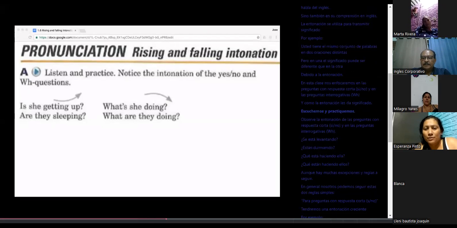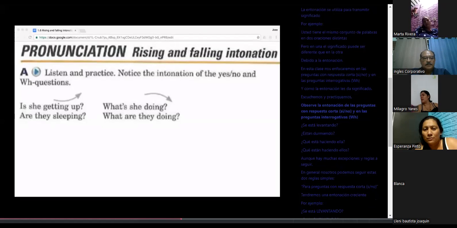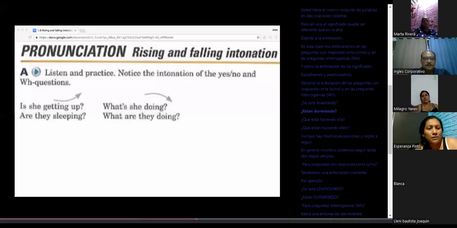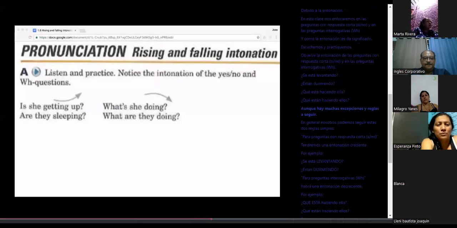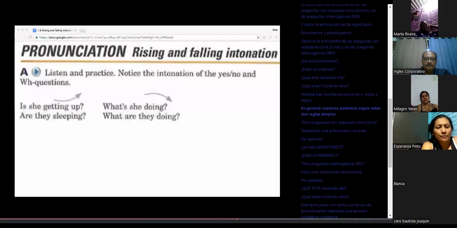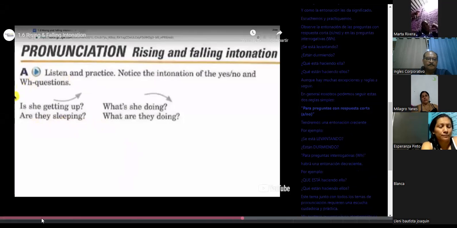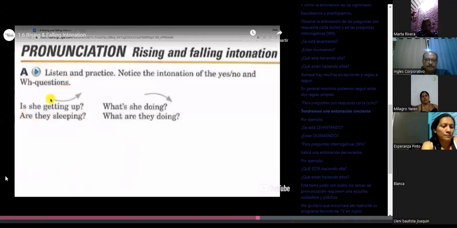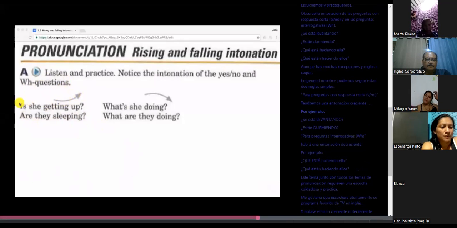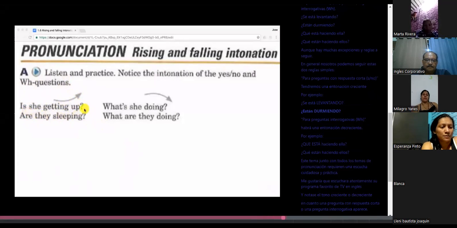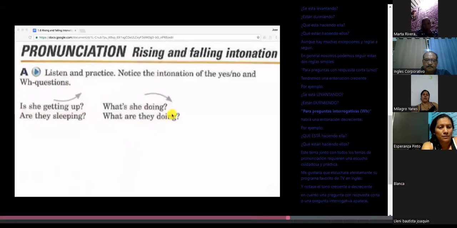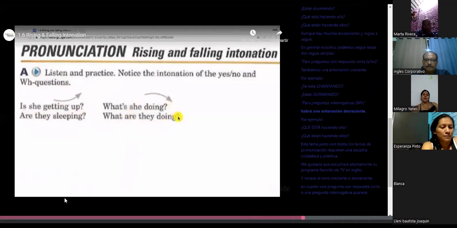Let's listen and practice. Notice the intonation of yes or no and WH questions. Is she getting up? Are they sleeping? What's she doing? What are they doing? Well, there are many exceptions and rules to follow. In general, we can follow these two simple rules. For yes and no questions, there will be a rising intonation. For example, is she getting up? Are they sleeping? For WH questions, there will be a falling intonation.